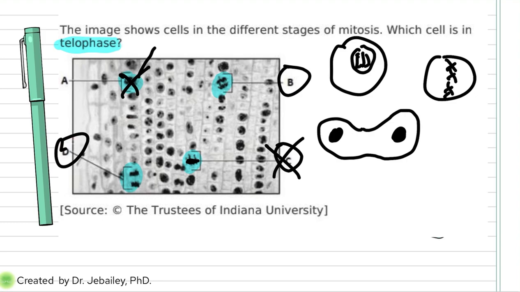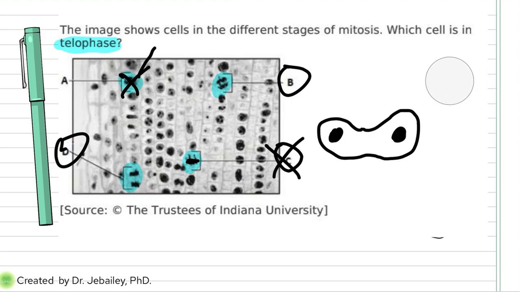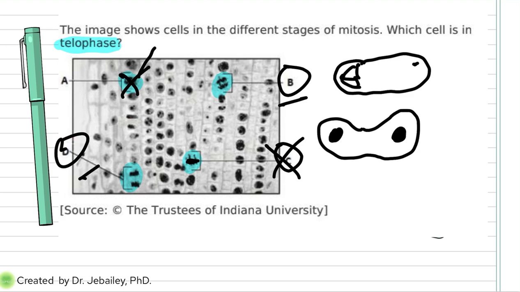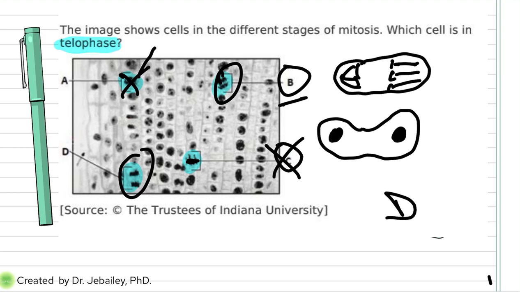So then you are stuck between B and D. Is it this one or is it this one? They both look like they're separating like this. But if you have to choose between the 2, choose the one where they are more distant from each other. In anaphase, you already see them kind of separating like this, but they are still close to each other. So this is still close to each other. This is further away. So looking at this, the answer would be D, because they're farther apart from each other.